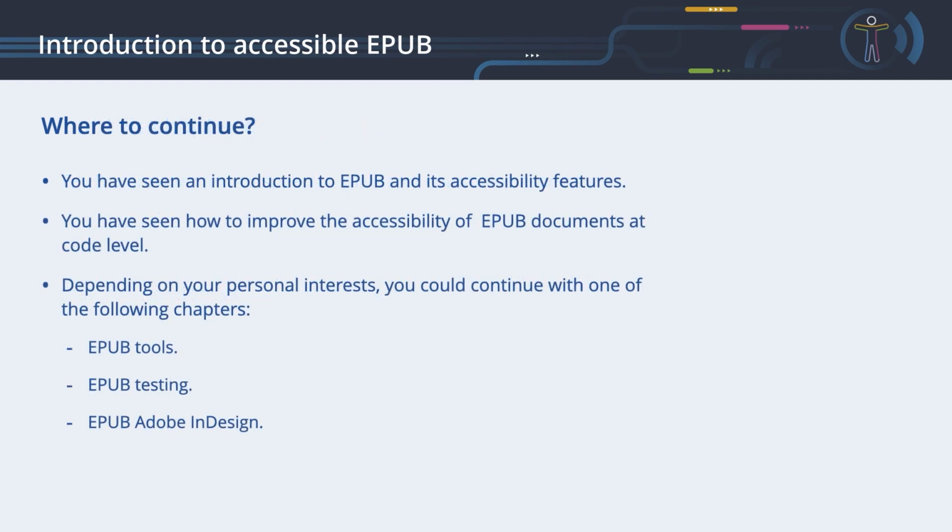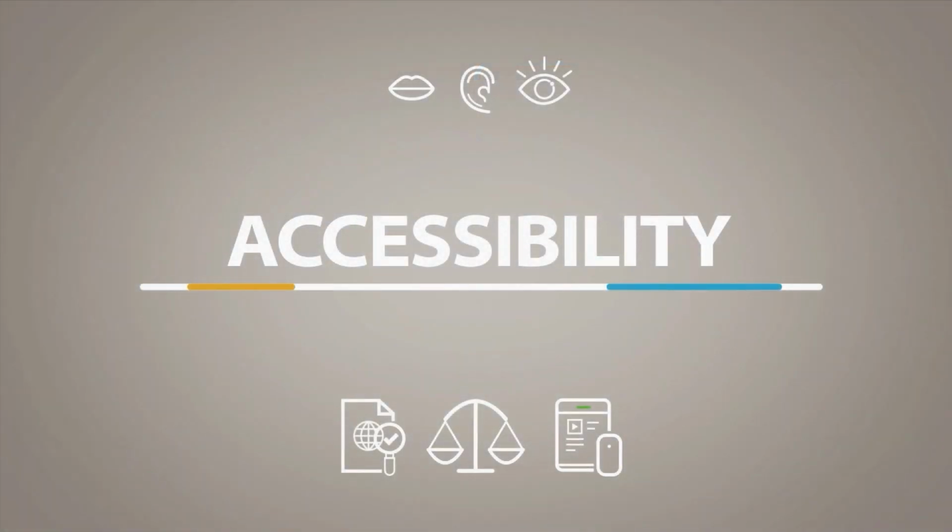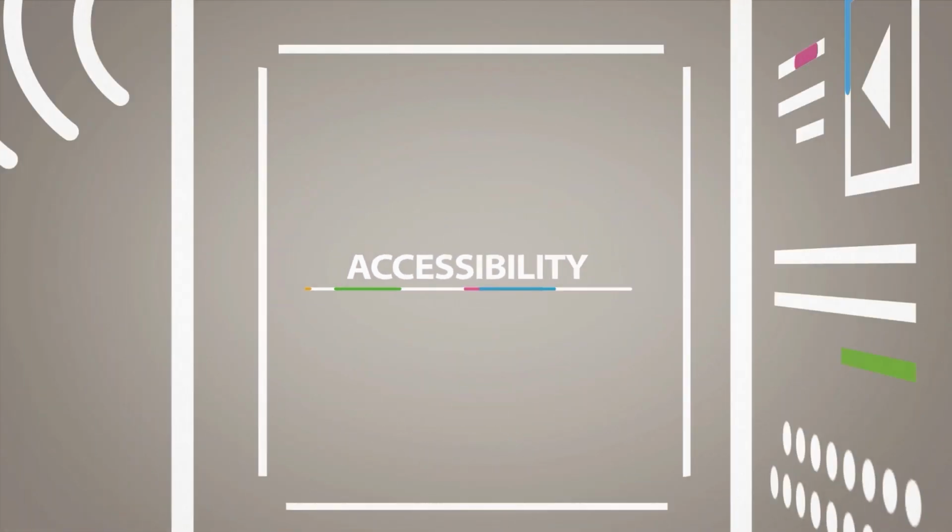Where to continue? You have seen an introduction to EPUB and its accessibility features. You have seen how to improve the accessibility of EPUB documents at code level. Depending on your personal interests, you could continue with one of the following chapters: EPUB Tools, EPUB Testing, EPUB Adobe InDesign. Accessibility.